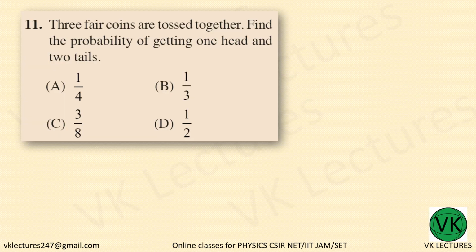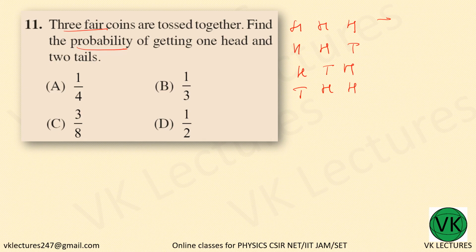A simple question from probability. Three fair coins are tossed. Find the probability of getting one head and two tails. So write it in this form. Combination of three heads over. Again, combination of two heads: HHT, HTH, THH. So combination of two heads is also over.